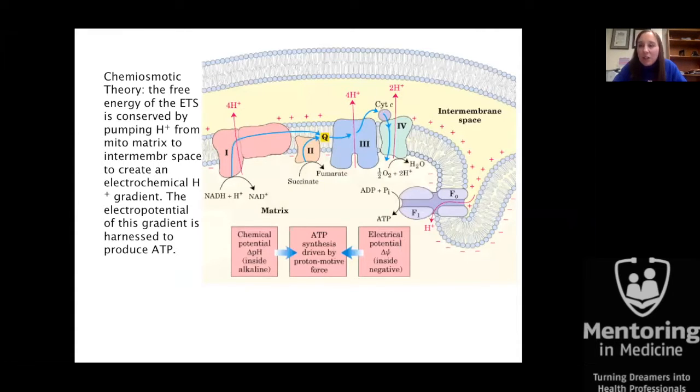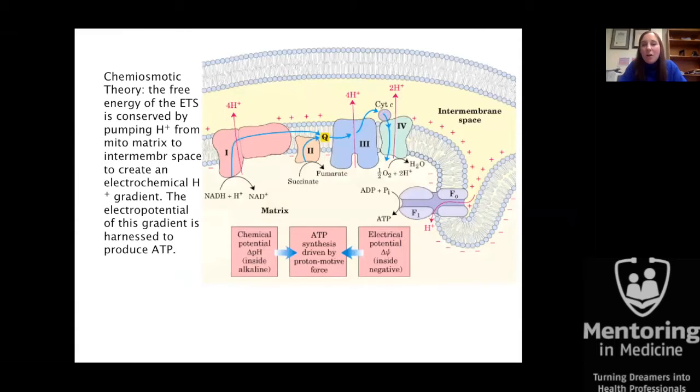And that energy is then going to be harnessed and coupled, really, with the pumping of protons across these complexes into the intermembrane space against the gradient, right? That's why it takes energy. We're pumping it against its gradient.